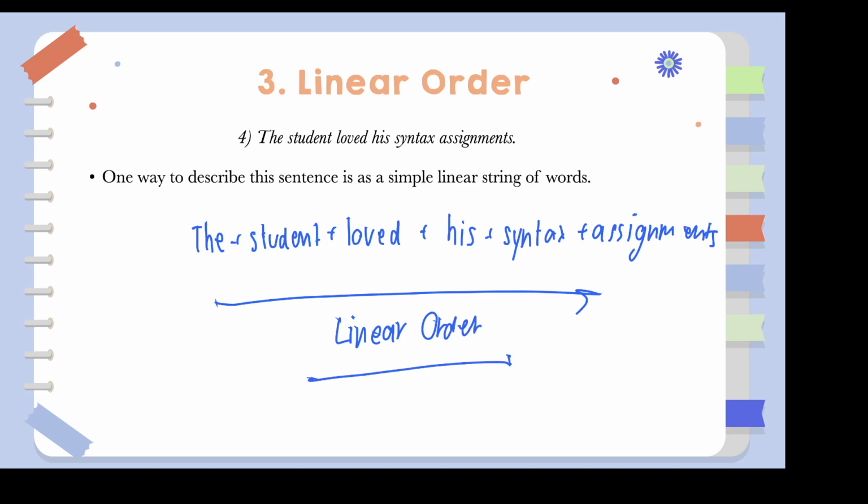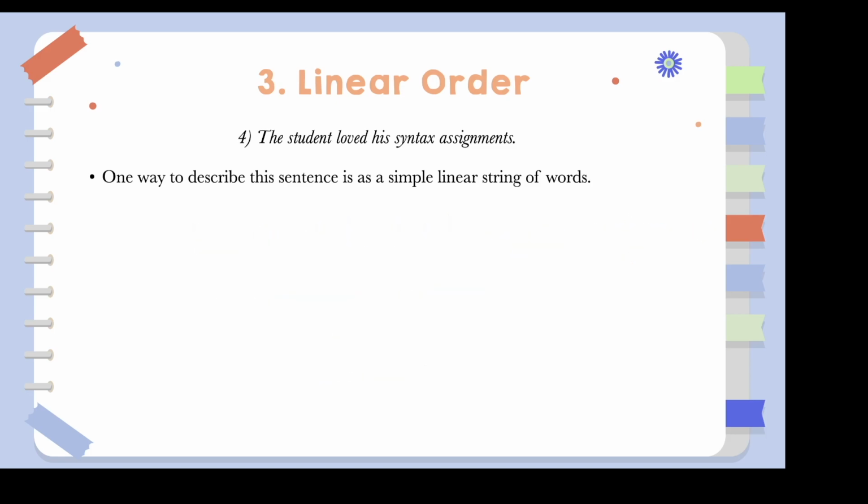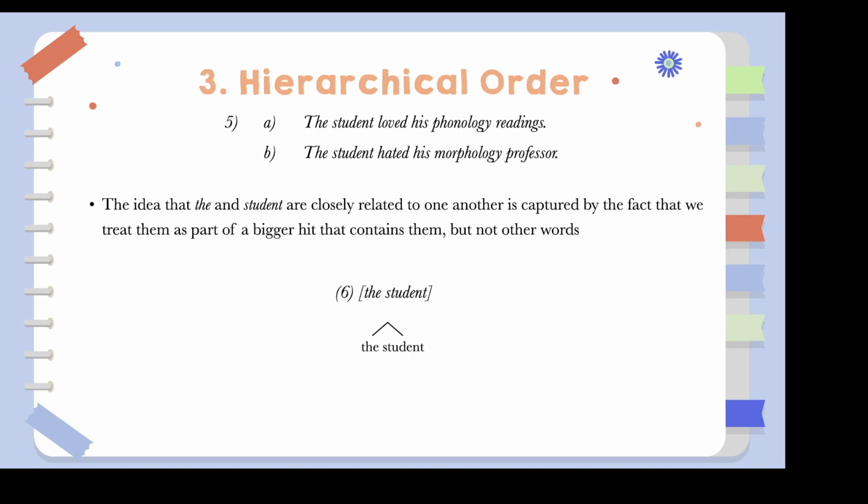We just look at what kind of construction follows another construction. This is how we analyze a linear string of words. However, look at these sentences: the student loved his phonology readings and the student hated his morphology professor. As you can see, we have the same subject, the student. However, what follows it makes the structure different. We have different verbs, loved and hated, and different meanings.